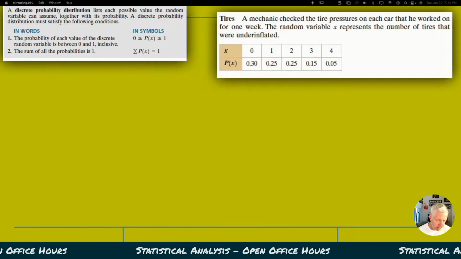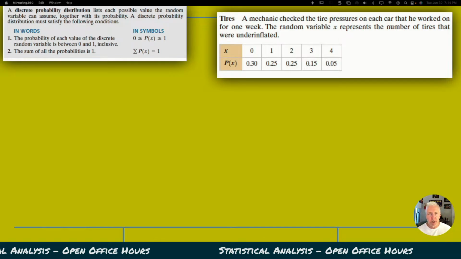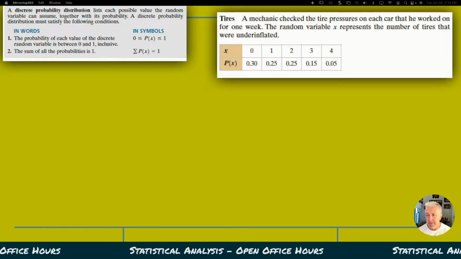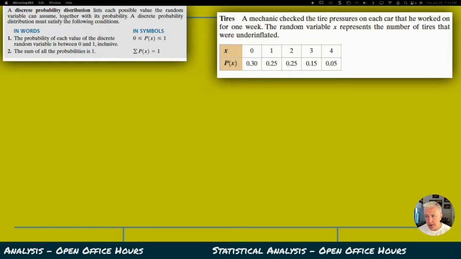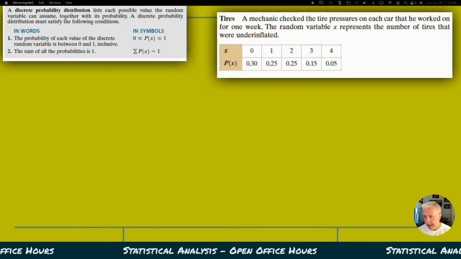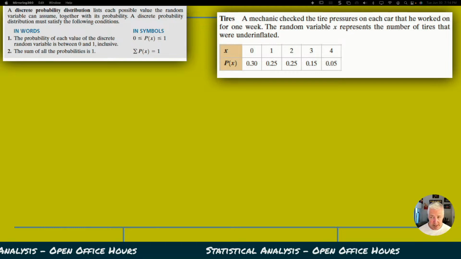All right, next. Oh boy, what do we have here? Same definitions up in the corner, just to remind. And then I've got a tires problem. A mechanic checked the tire pressures on each car that he worked on for 1 week. The random variable X represents the number of tires that were underinflated. We're going to do several things here.